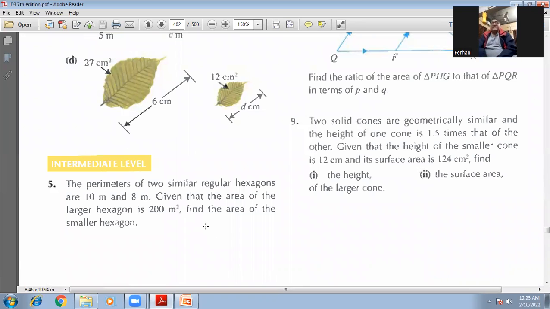Question number 4 and its D part. Here the area 1 is 27 centimeter square. The length 1 is 6 centimeter. Area 2 is 12 centimeter square, and the length 2 is D. So I can apply the formula because they are similar to each other. I can apply the formula that the area 1 by area 2 is equal to the length 1 by length 2 whole square.